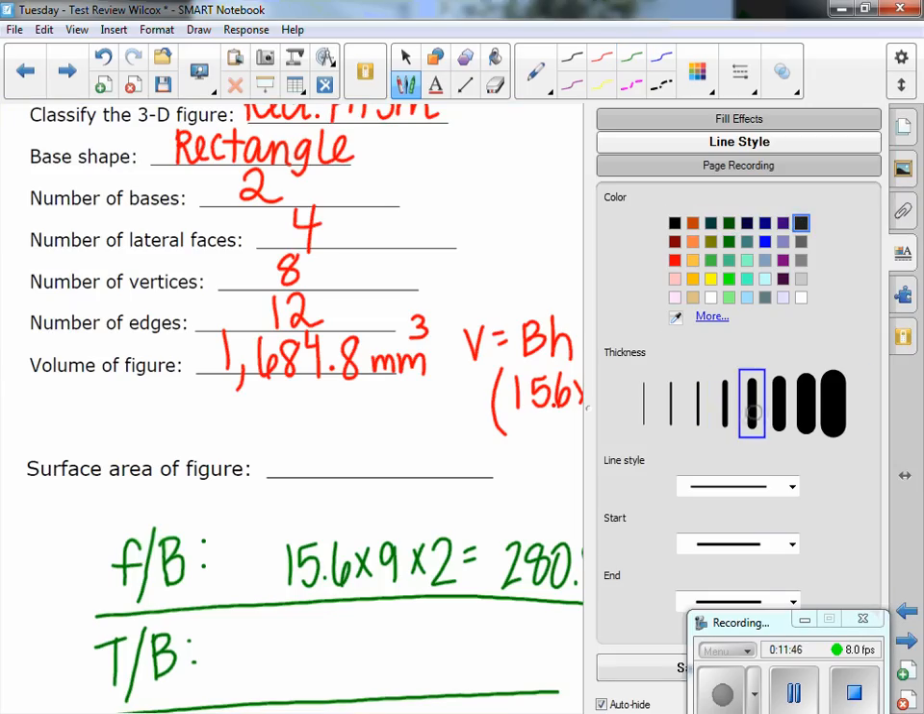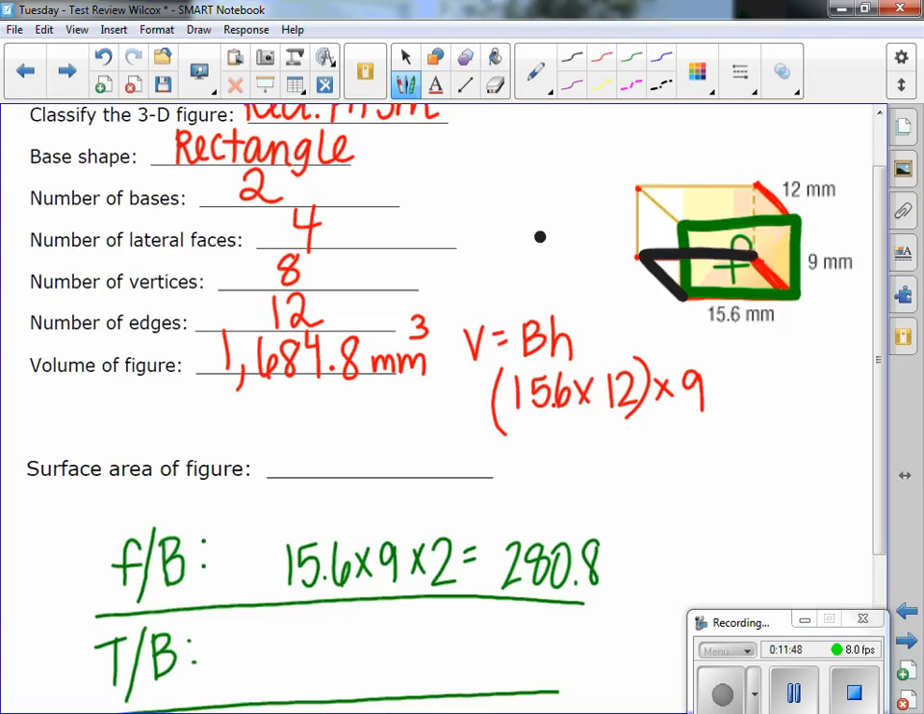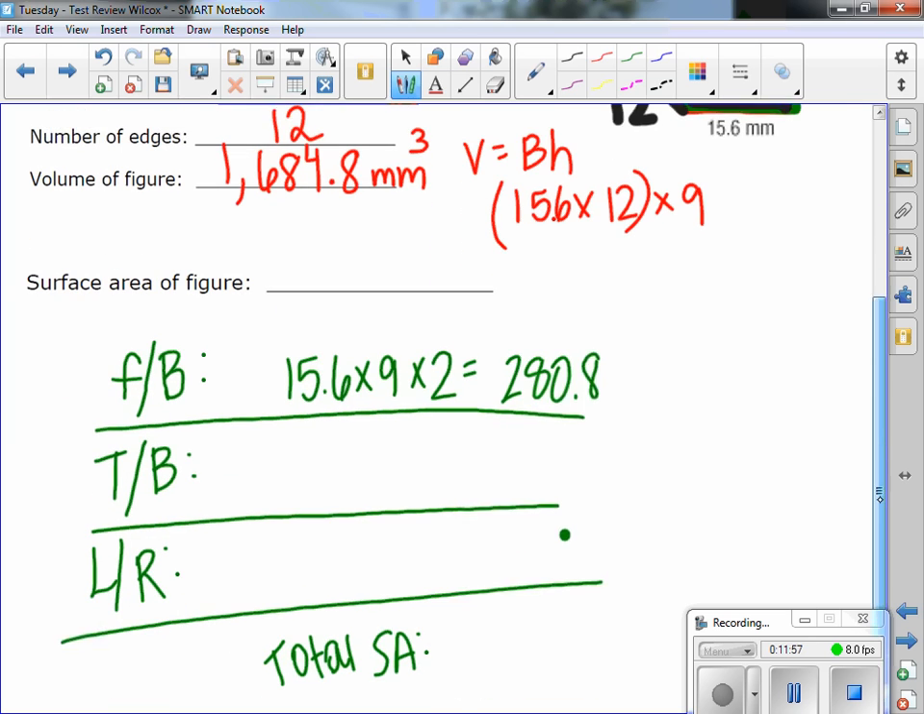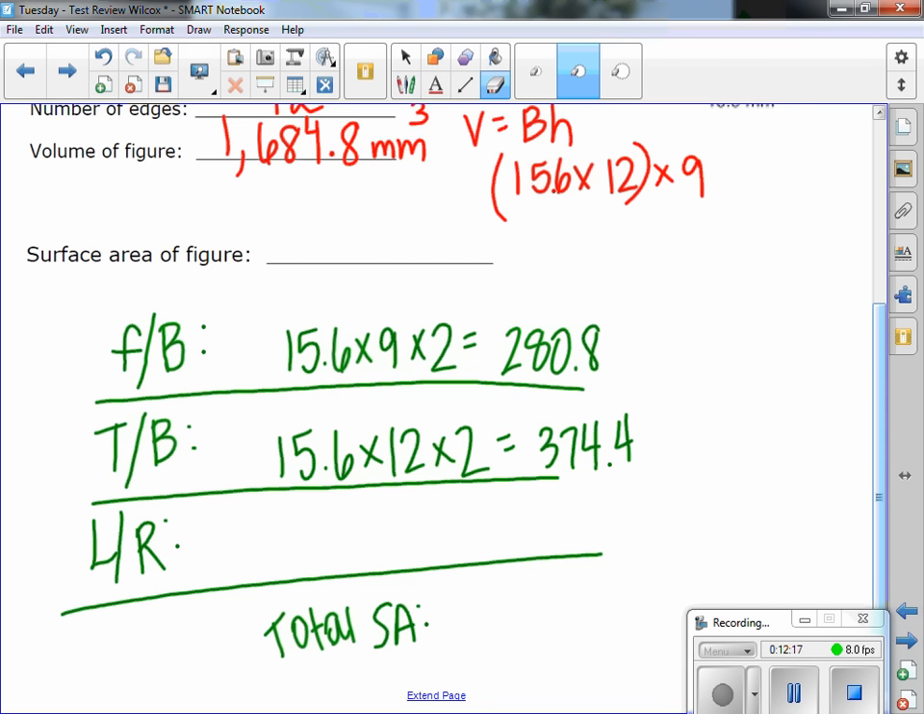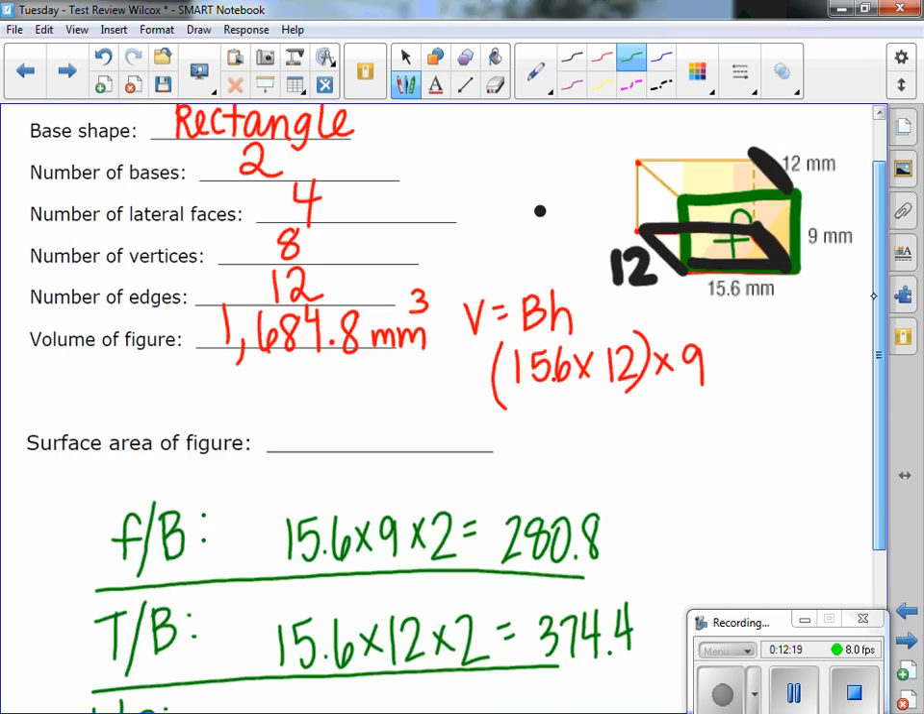Now for my top and bottom. For my top and bottom, I have this rectangle, 15.6 by 12. So remember, if this side is 12, this side is 12. So 15.6 times 12, and then I'm going to double that because I have two congruent pieces. I have a top rectangle and a bottom. 15.6 times 12 times 2 comes out to 374.4.